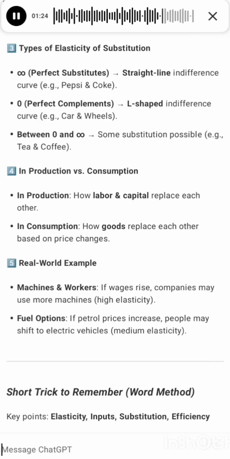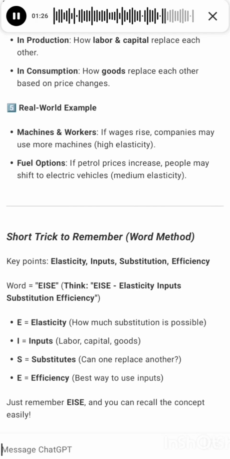Short trick to remember. Key points: elasticity, inputs, substitution, efficiency. Word equals EISE. E equals elasticity, how much substitution is possible. I equals inputs, labor, capital, goods. S equals substitutes, can one replace another? E equals efficiency, best way to use inputs. Just remember it, and you can recall the concept easily.